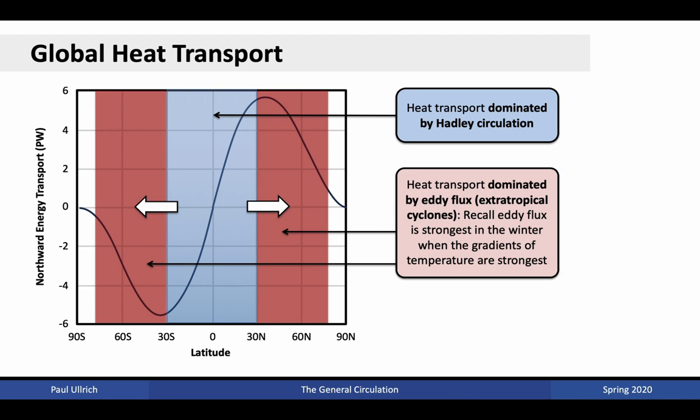Consequently, in this midlatitudinal region, stretching from 30 degrees in either hemisphere towards the poles, most heat transport is actually dominated by the eddy flux, that is, by extratropical cyclones. Recall that these extratropical cyclones produce the greatest eddy flux of sensible heat in the winter season of the respective hemispheres. And they're also responsible for latent heat transport, particularly through the generation of atmospheric river events.